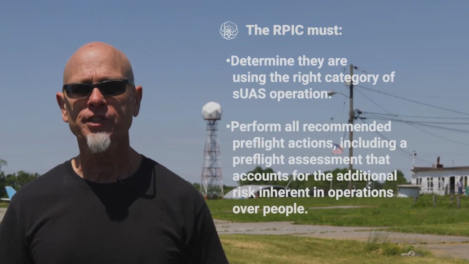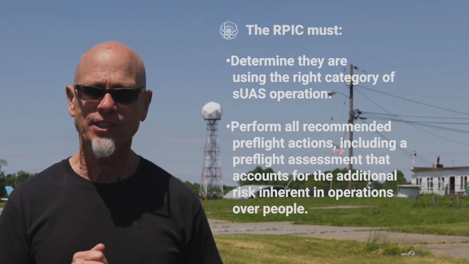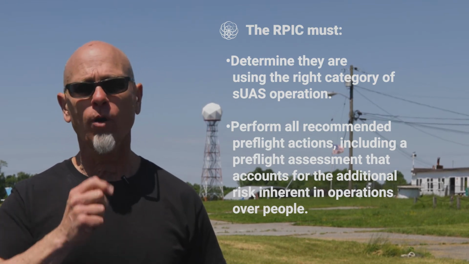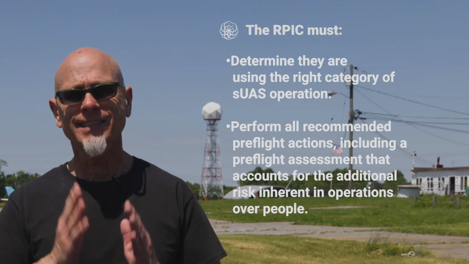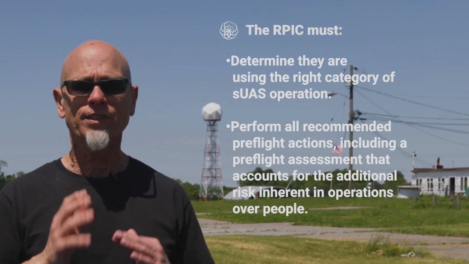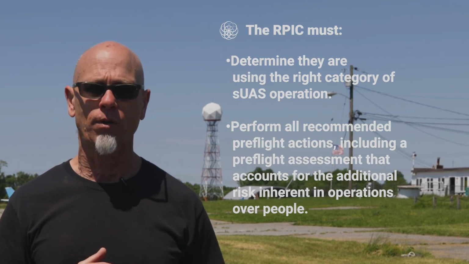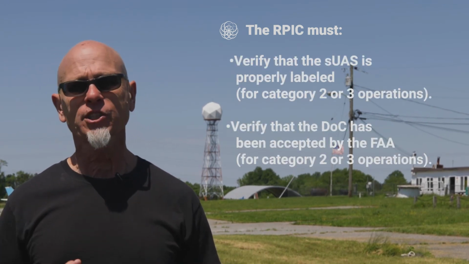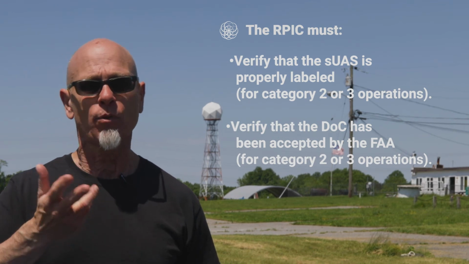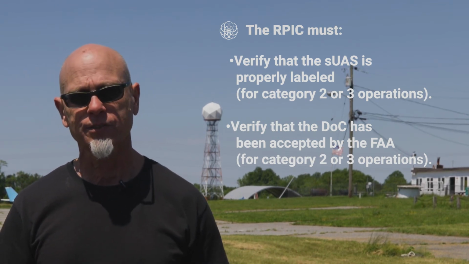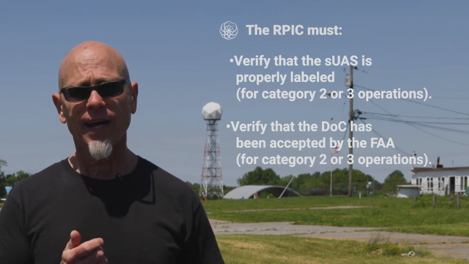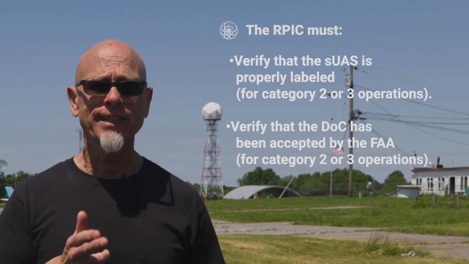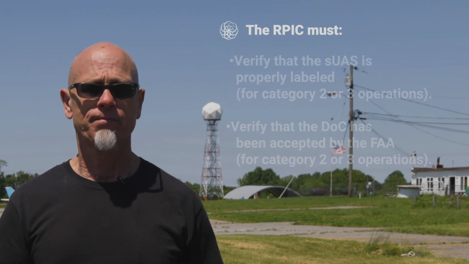The RPIC must determine that they are using the right category of sUAS operation and perform all recommended pre-flight actions, including a pre-flight assessment that accounts for the additional risk inherent in operations over people. Verify that the sUAS is properly labeled for Category 2 and 3 operations. And for Category 2 and 3 operations, verify that the DOC has been accepted by the FAA.